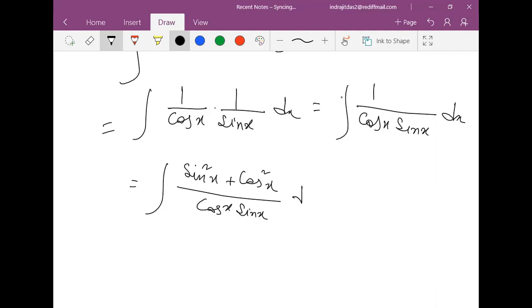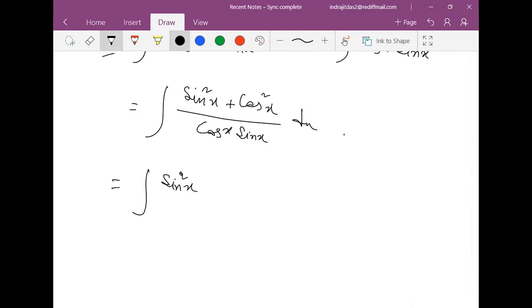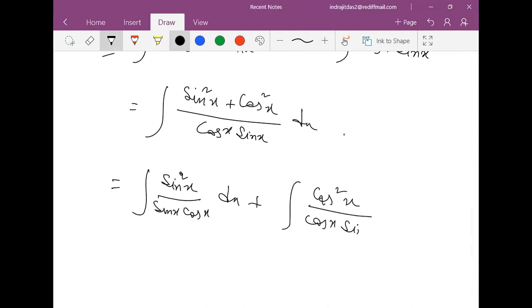Now we can break it by separating the terms. This is sin square x, and the denominator is sin x into cos x, dx, plus cos square x by cos x into sin x. So ultimately, this square is cancelled and this square is cancelled. So you are getting here only sin x in the denominator, because one sin x is remaining, and cos x is the denominator.